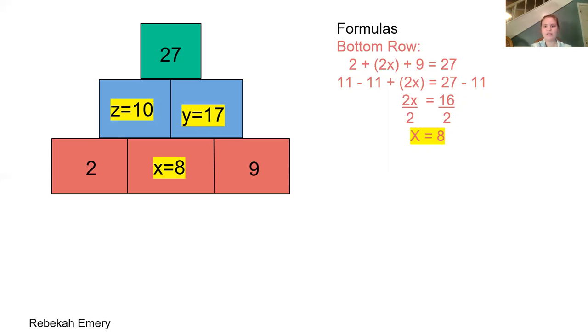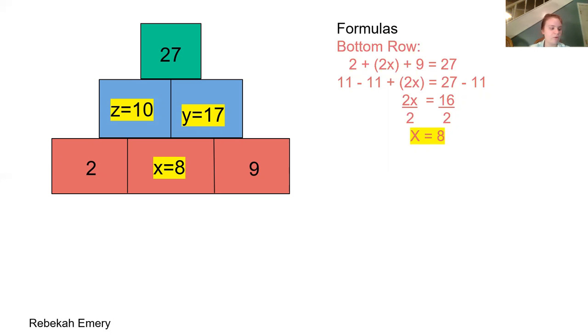Everything on one side of the equal sign has to balance with what is on the other side of the equal sign. I need to get x by itself on one side of the equal sign.